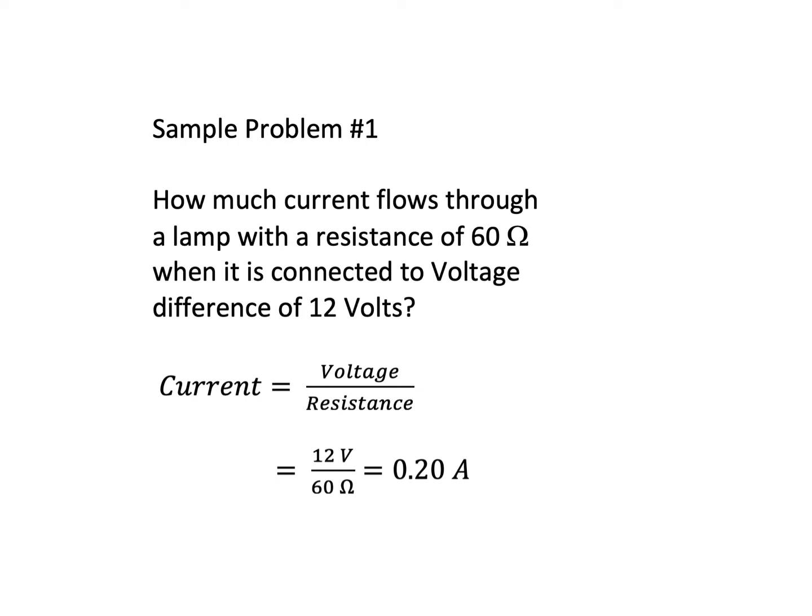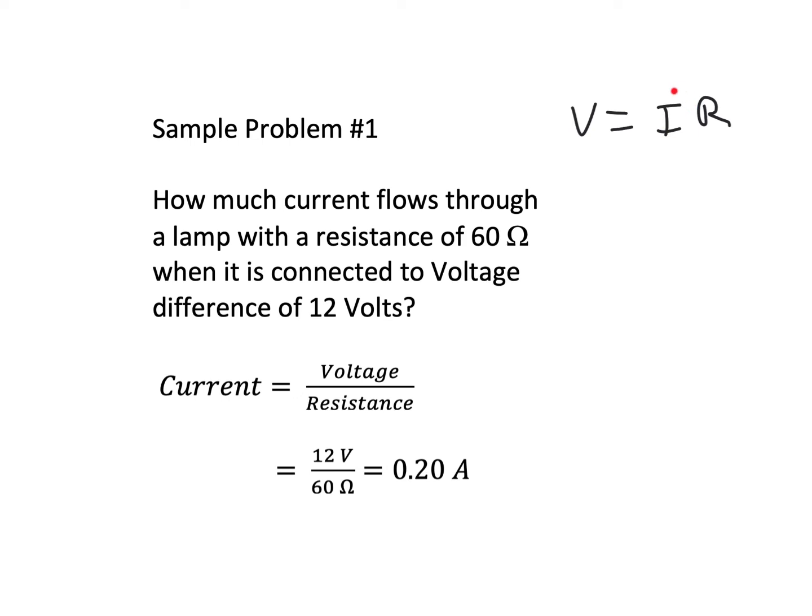All right, let's look at a quick example. This is sample problem 1, and this is actually straight out of your textbook. It says, how much current flows through a lamp with a resistance of 60 ohms when it's connected to a voltage difference of 12 volts? So we have the relationship for Ohm's law here. Which one of these three are we looking for? Are we looking for the voltage, the current, or the resistance? Obviously, we're looking for the current. It's asking how much current is flowing.